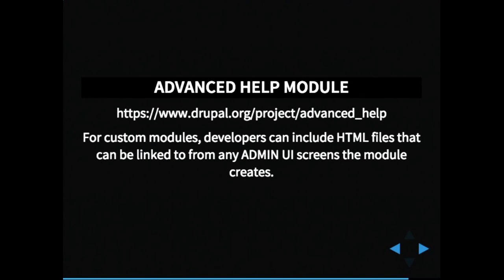There's a module for developers called Advanced Help. If you are making a custom module that inserts itself into the Drupal admin UI, you can have another HTML page that links up. It's like a structure for help. So if I'm doing a custom map of the US, and how does this map work? My developer can do that also.